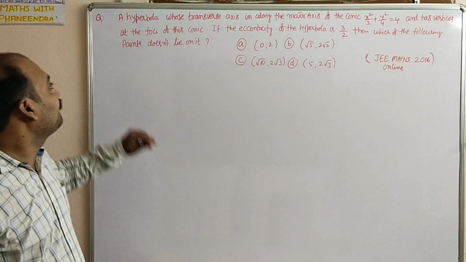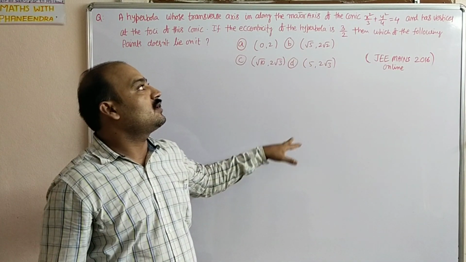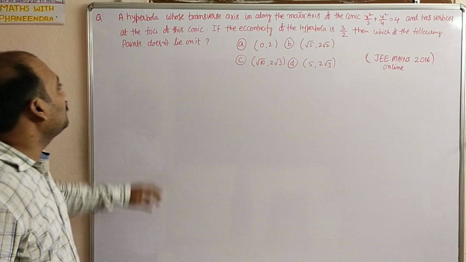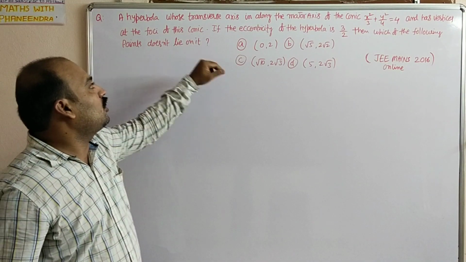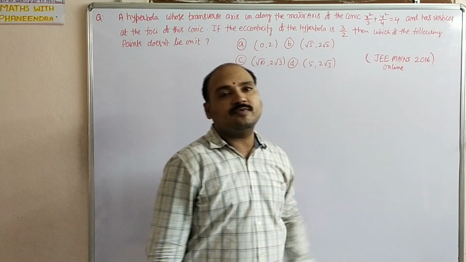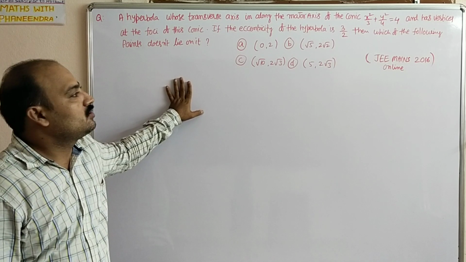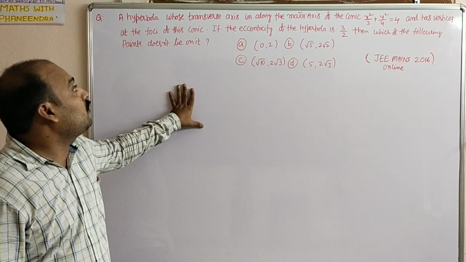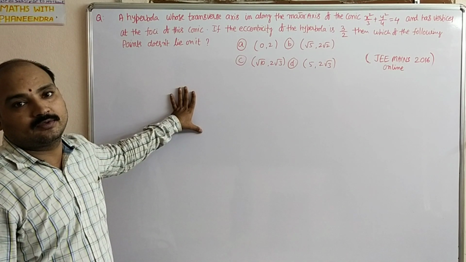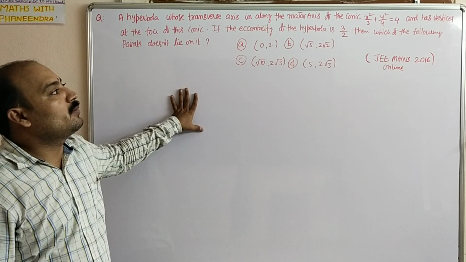The next question. A hyperbola whose transverse axis is along the major axis of the conic x squared by 3 plus y squared by 4 equal to 4, and has vertices at the foci of this conic. If the eccentricity of the hyperbola is 3 by 2, then which of the following points does not lie on it? So first, a hyperbola whose transverse axis is along the major axis of the conic x squared by 3 plus y squared by 4 equal to 4.